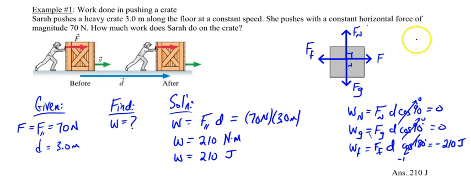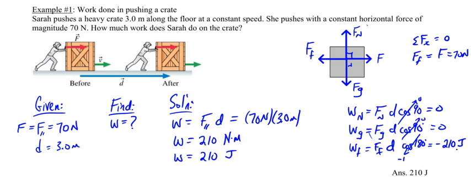Why? Because the net force in the x direction is 0, so the force of friction must be equal to the force F. So it's basically equal to 70 newtons. And the displacement is still the same, 3 meters. The only difference is the angle is 180 degrees. So basically, 210 joules is dissipated out of the crate system.